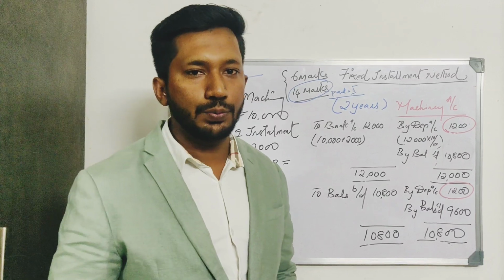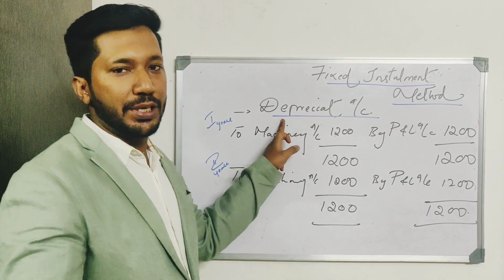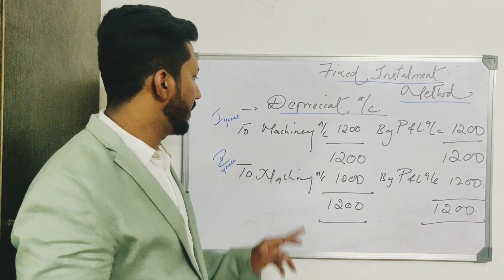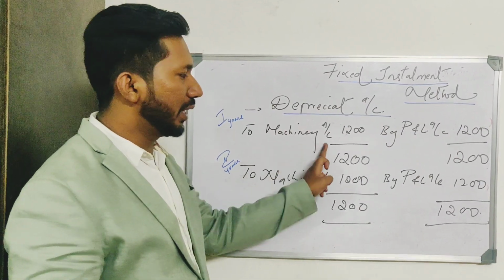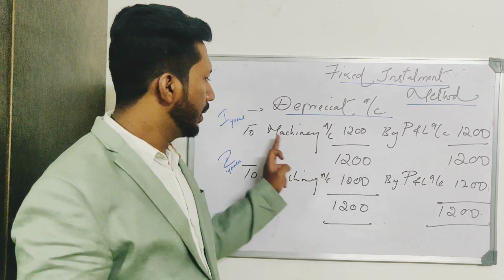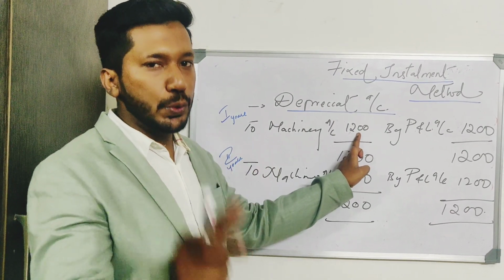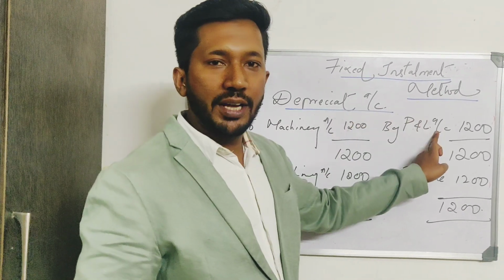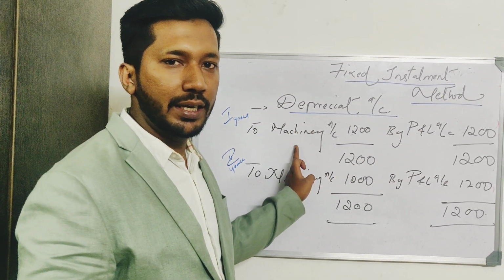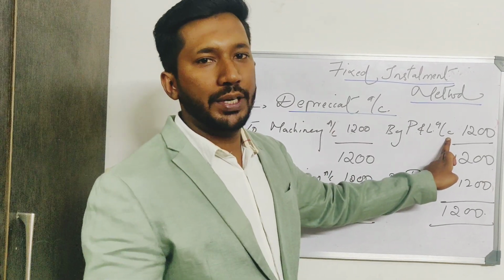Okay, thank you. So after preparing machinery account, we need to prepare depreciation account. That is step 2. So it's very simple. Depreciation account is very simple. Just you need to write machinery account. We will take into consideration only depreciation amount. So in machinery account, we have depreciated first year 1,200 rupee. So it will be transferred to profit and loss account. Simple. On which particular asset we created it? That is on machinery, and where we are transferring, to profit and loss account.